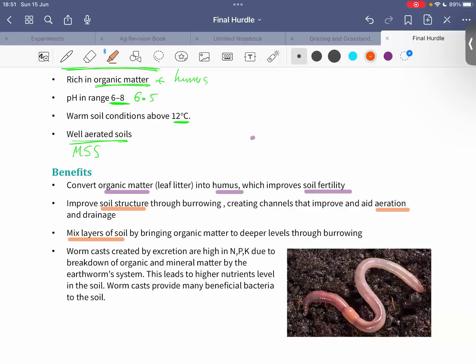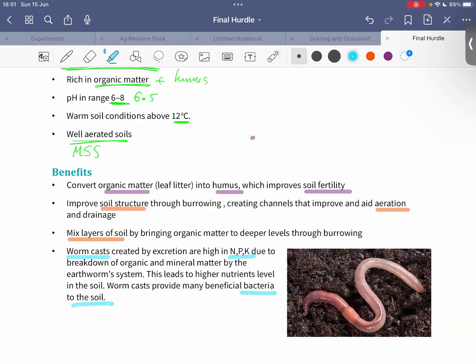And earthworm casts or worm casts, which are basically what earthworms excrete, are going to be very high in nitrogen, phosphorus, and potassium, and are almost going to act as an artificial fertilizer, going to break down any mineral matter and improve the overall levels of beneficial bacteria in the soil. Okay, so improving the rhizosphere, improving the habitat for mycorrhizal fungi, all those different things.